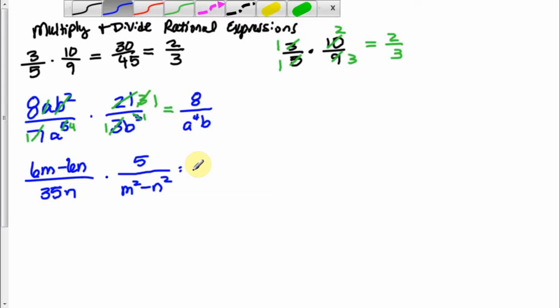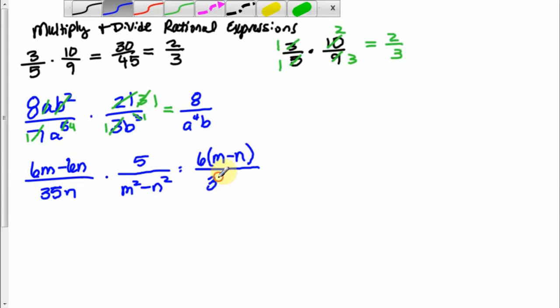Lots of stuff happening in this problem. I see minus signs, which tells me there are terms, so I've got to factor it. I've got to write these expressions as products. This is already a product, 35 times n. That's just a single factor 5, so those are already done for me. So I need to factor this numerator, 6m minus 6n. What's their GCF? 6. Very good. So you pull the 6 out, and you're left with m minus n.